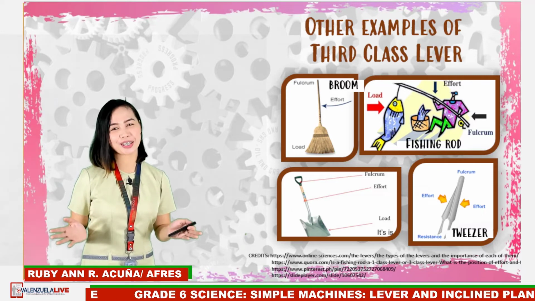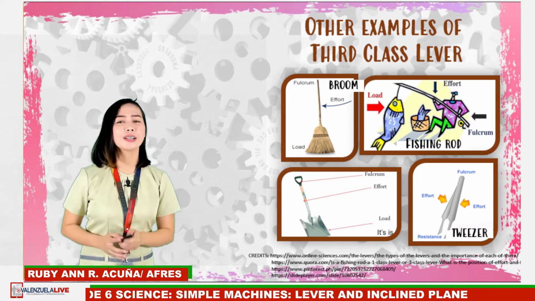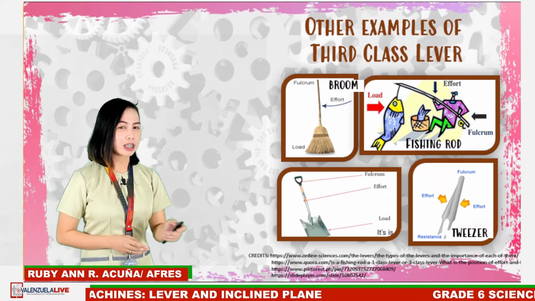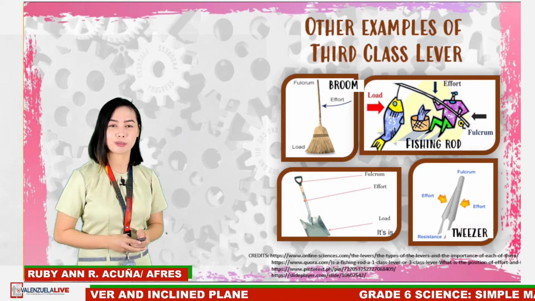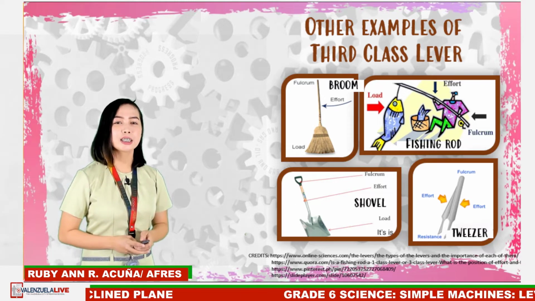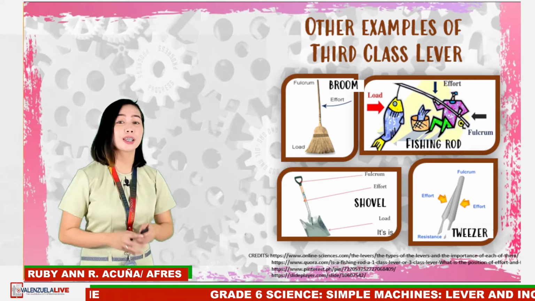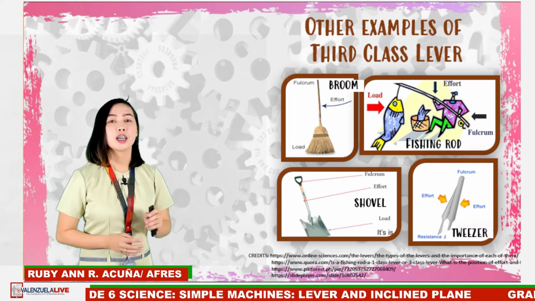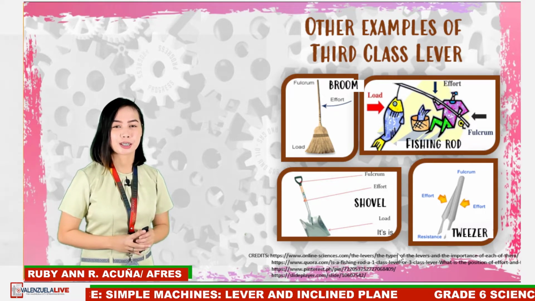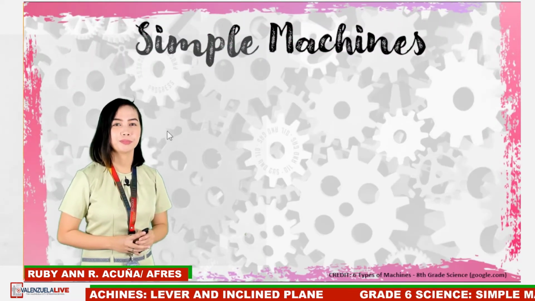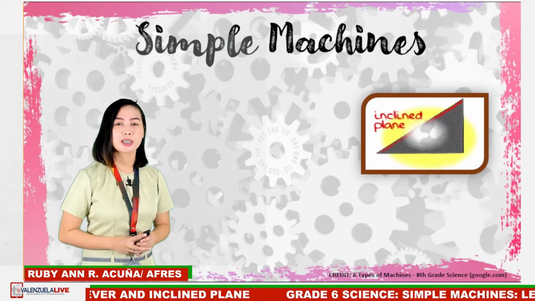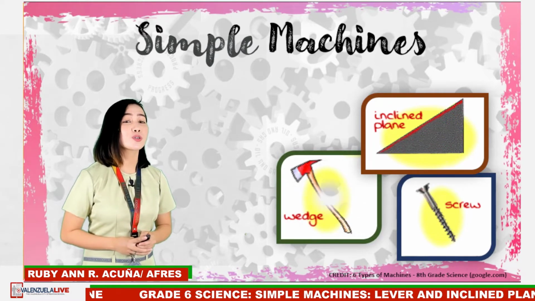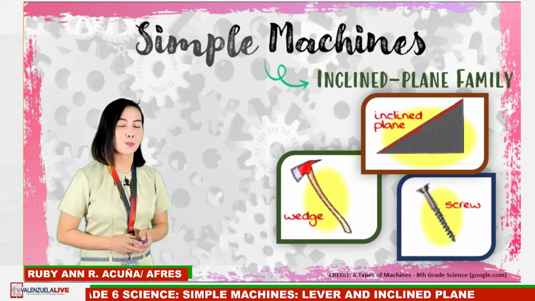Good job, grade 6! Now that we already know what lever is and what the three classes of levers are, let's proceed to the second simple machine. The simple machines that are included in the inclined plane family have slopes that aid in performing certain tasks. Inclined planes, wedges, and screws belong to this group of simple machines.